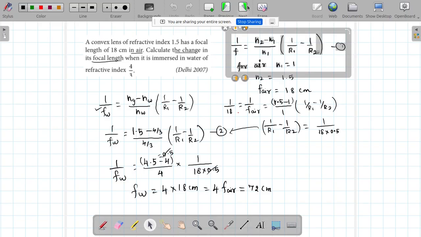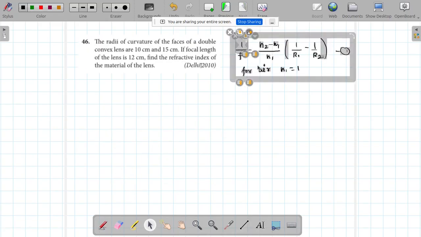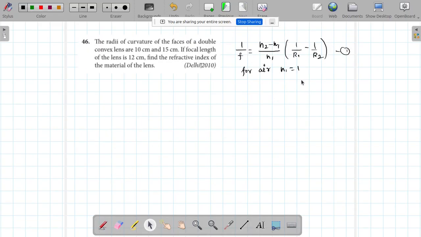In this, R1 and R2 are given, everything is given. Focal length is 1 by 12. N2, the refractive index, is what we are going to find. Nothing is mentioned about the medium in which it is kept. So if nothing is given, it is air.